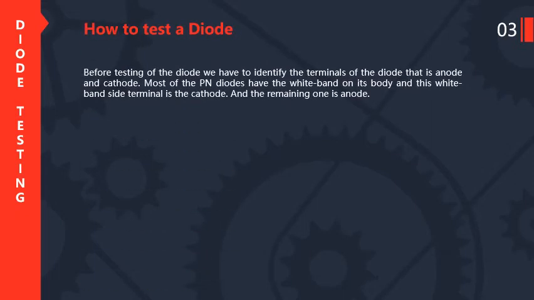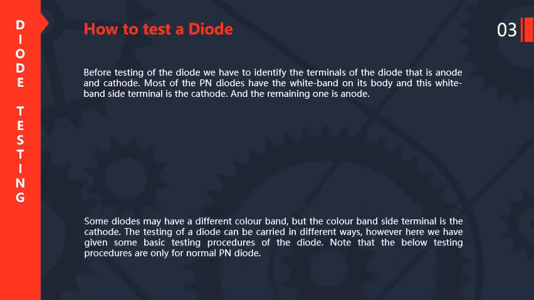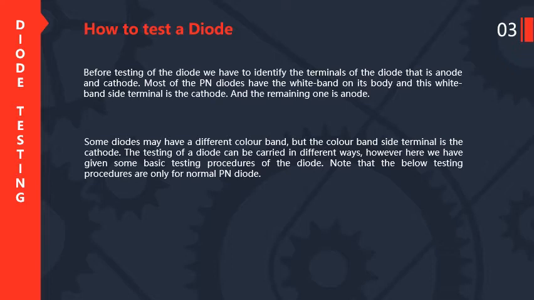Before testing of the diode, we have to identify the terminals of the diode, that is, anode and cathode. Most of the PN junction diodes have a white band on the body, and this white band side terminal is the cathode, and the remaining one is the anode. Some diodes may have a different color band, but the color band side terminal is the cathode.